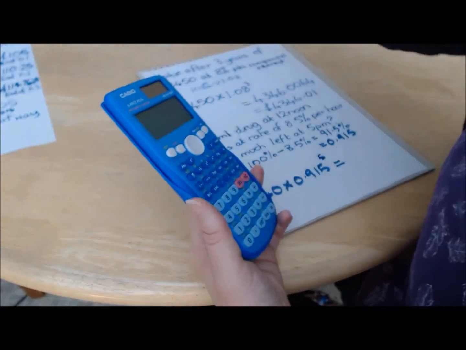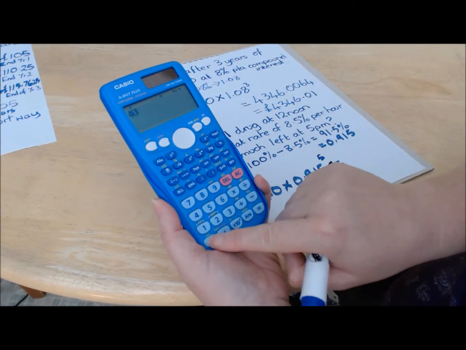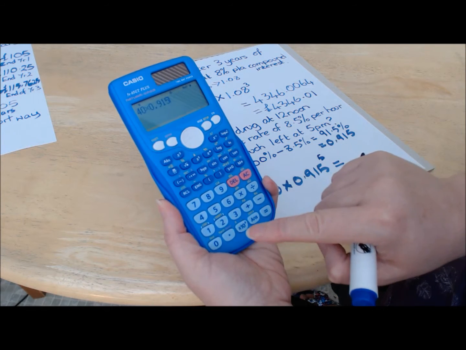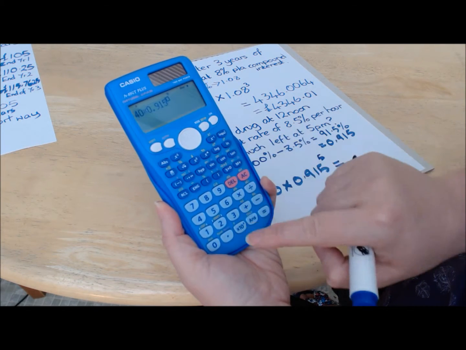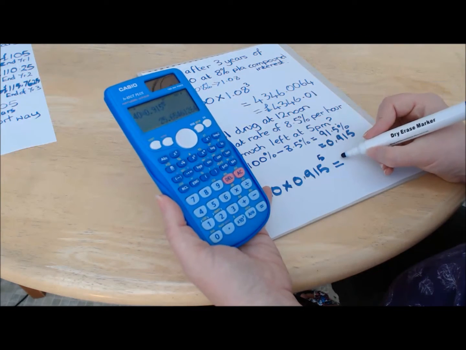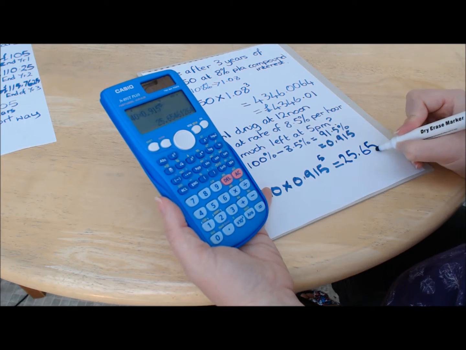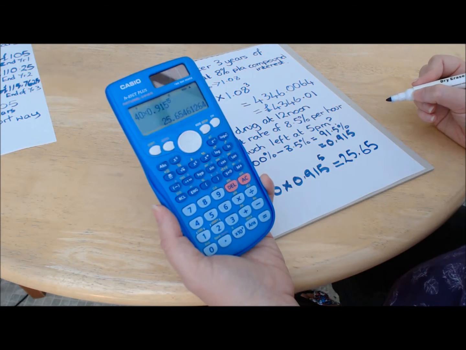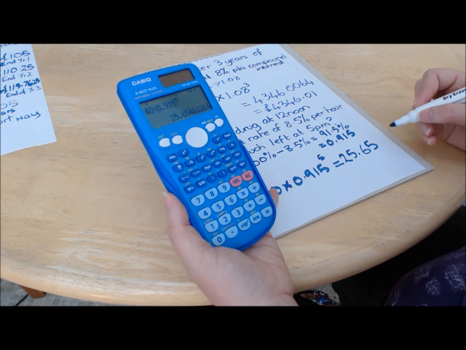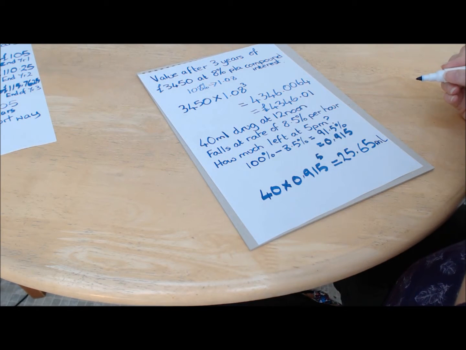So on the calculator, here we're going to start with 40 times 0.915 to the power of 5. Press equals, and we find the answer is 25.65461264. So I've rounded it to 2 decimal places. So 25.65 millilitres is our answer there.